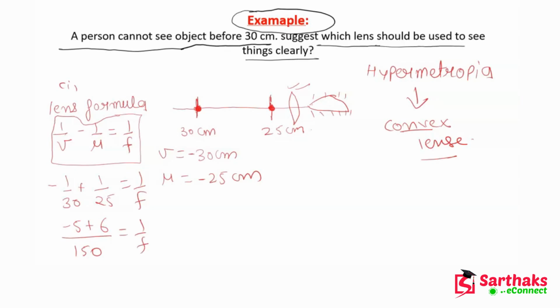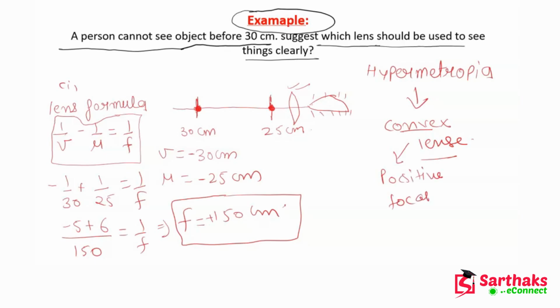So finally, if I solve this, I will get the value of 150 centimeter, and this 150 is positive. So what does it mean? It basically means that the focal length of this lens is positive. And which type of lens has positive focal length? The convex lens has positive focal length.